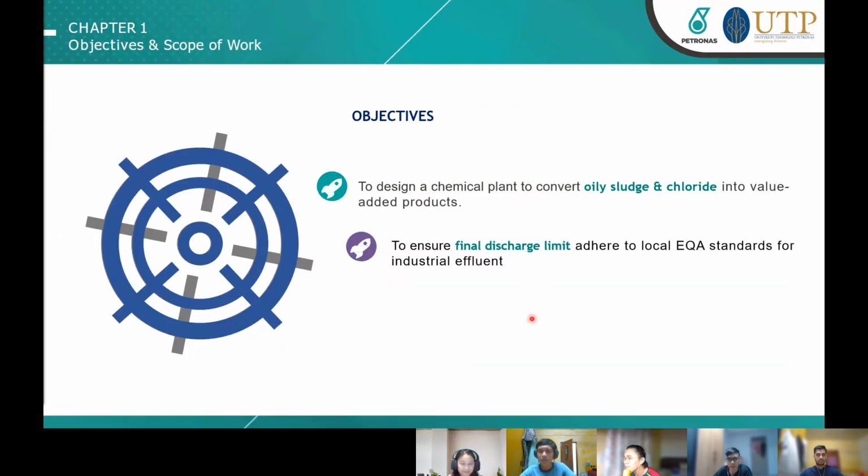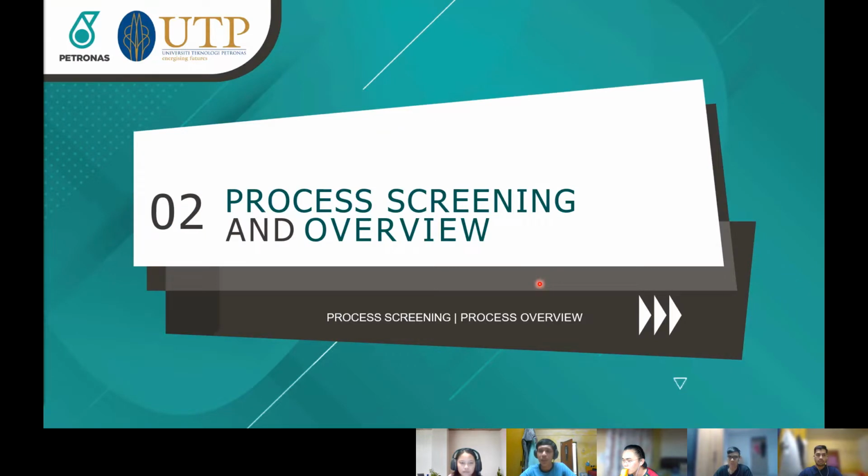Based on the problem statement, our objectives for this project are, first, to design a chemical plant to convert oily sludge and chloride into value-added products, and second, to ensure the final discharge limit meets the local EQS standards for industrial effluent. Shazani will be explaining the next part, which is the process screening.